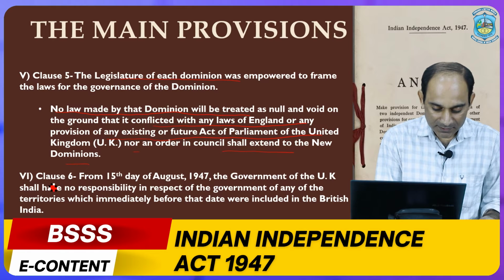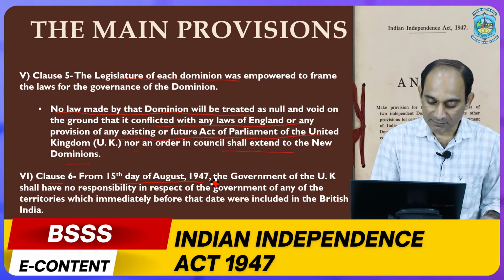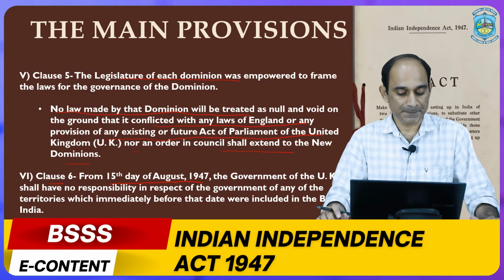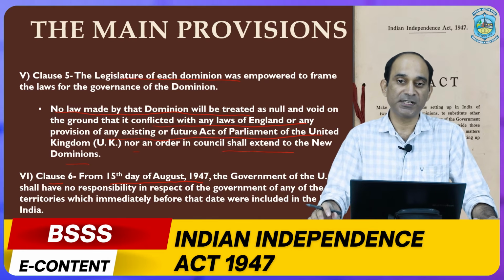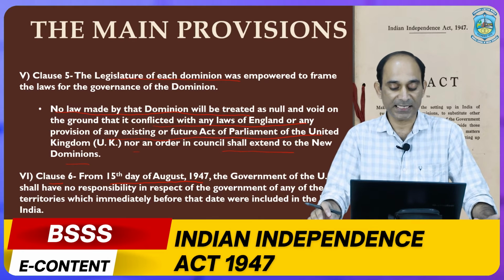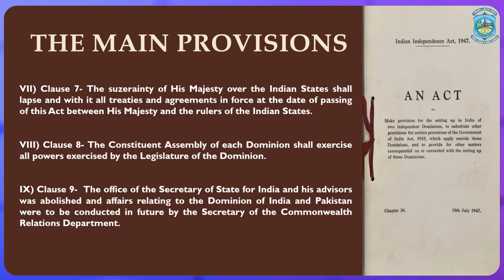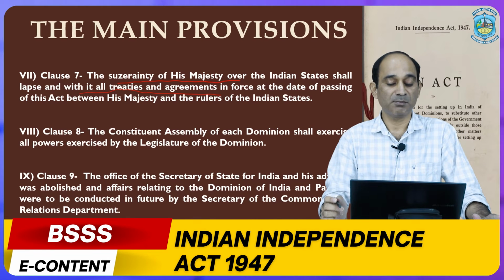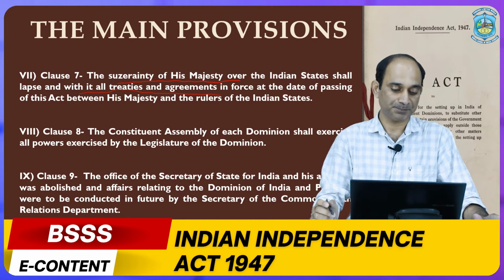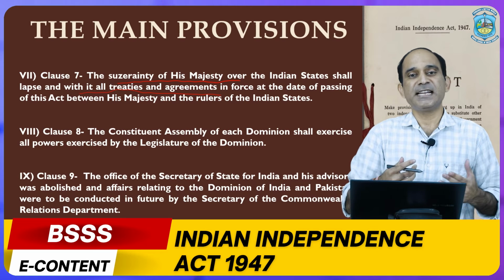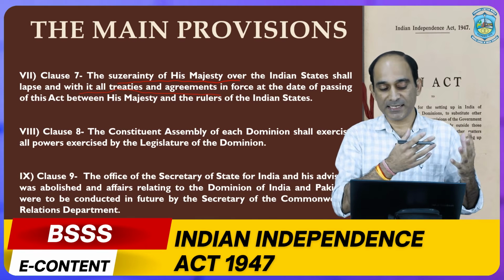Clause 6 said, from the 15th day of August 1947, the government of the UK shall have no responsibility in respect of the government of any of the territories which immediately before that date were included in British India. Similarly, clause 7 is also important because it says that the suzerainty of His Majesty over the Indian states shall lapse, and with it all treaties and agreements in force as of the date of passing of this act between His Majesty and the rulers of Indian states. So it ended the suzerainty of His Majesty and all his power.